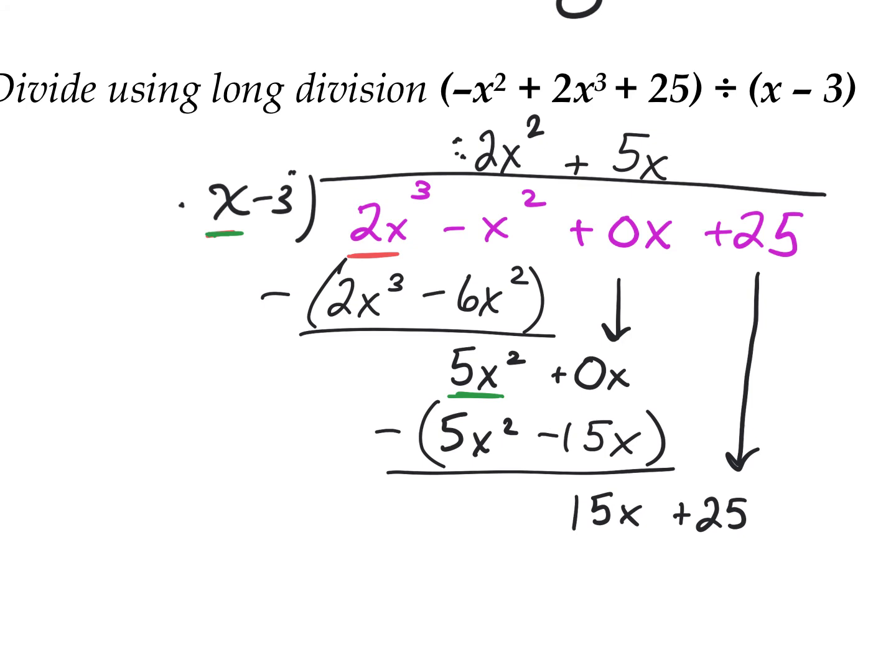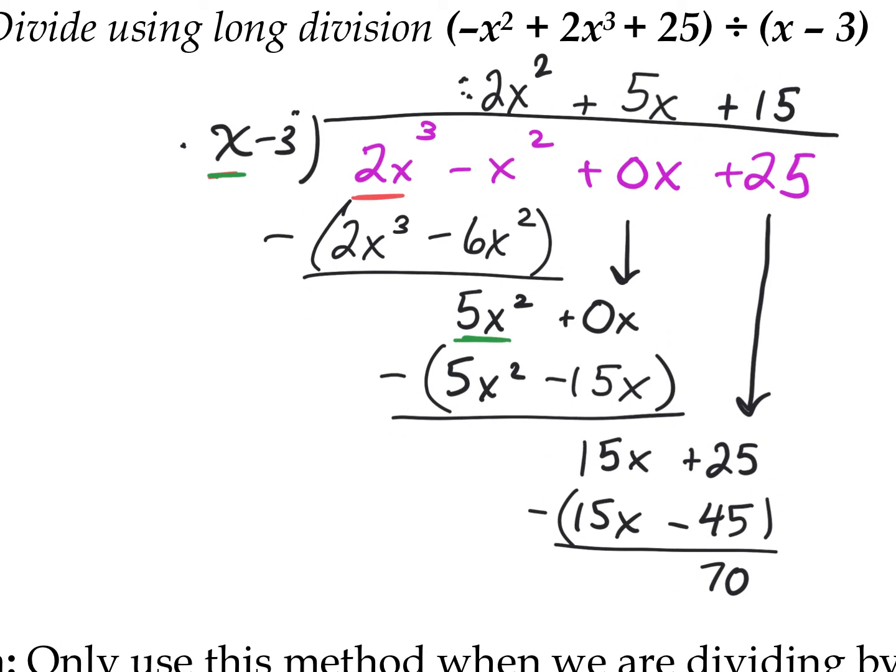15, right? So that 15 goes up on top. 15 times x is 15x. 15 times negative 3 is negative 45. We are subtracting. So 25 minus negative 45 is 70. Now you'll notice we don't have a place for this. That is our remainder. That's 70 all the way at the bottom there.